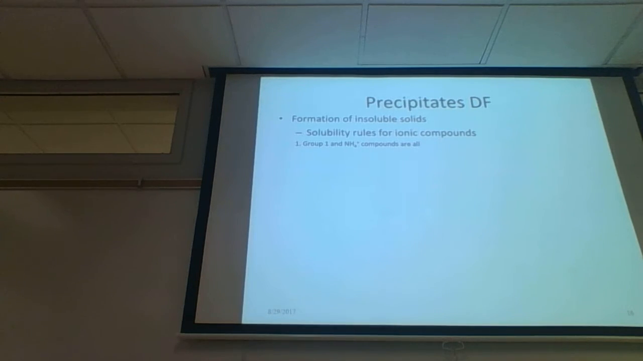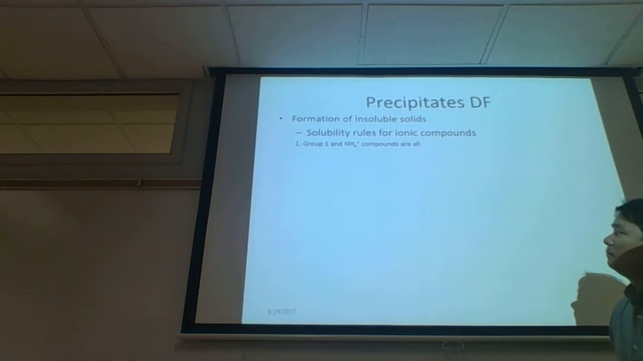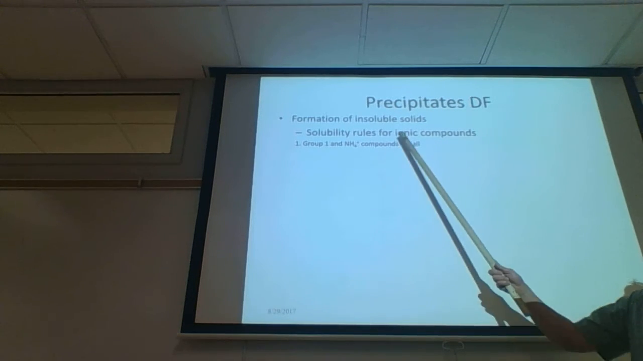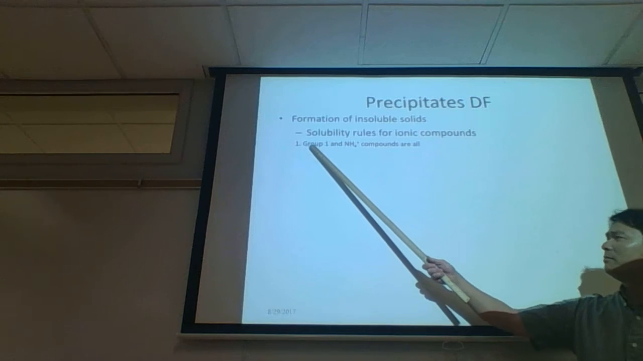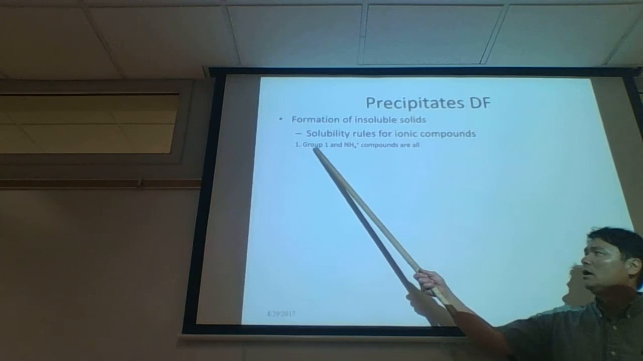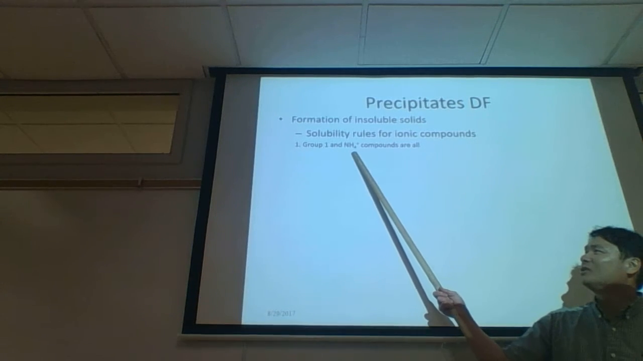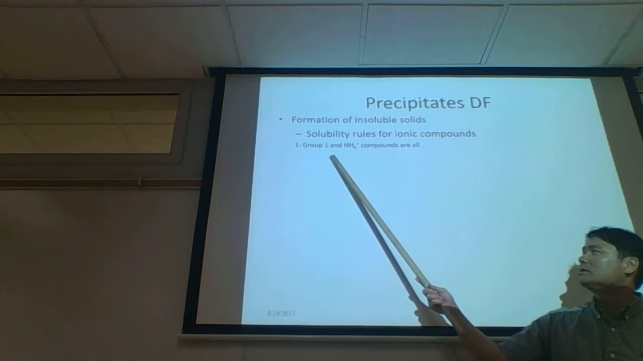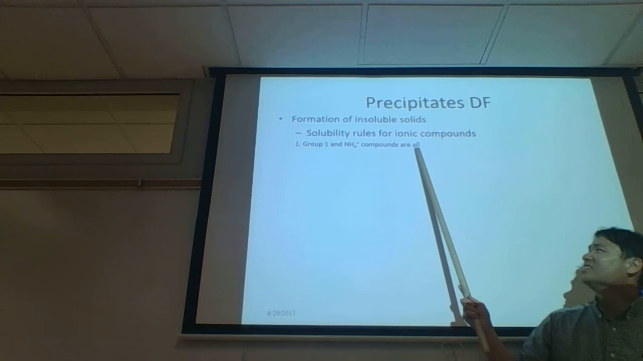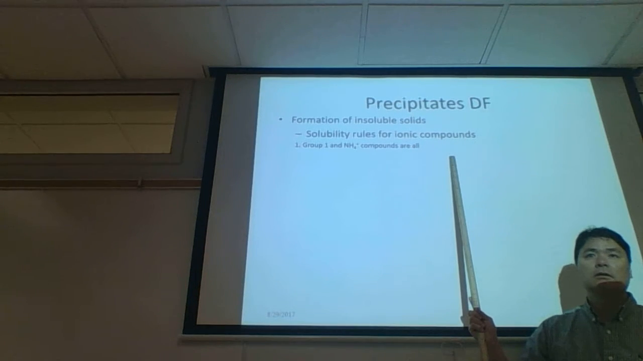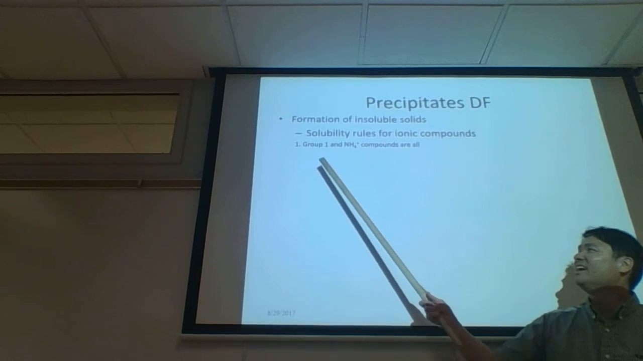Well, what's going to precipitate? In order to figure that out, we look at the solubility rules for ionic compounds. These solubility rules are from Chem 4. Solubility rule 1: group 1 and ammonium. Group 1 would be sodium, potassium, lithium, etc. And ammonium compounds are all soluble.